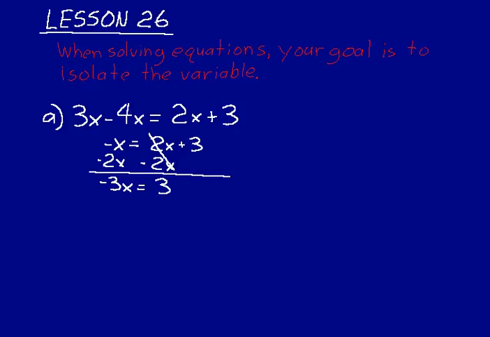Okay, so now I have the variable on one side. I just need to eliminate the coefficient, that negative 3. So now I can use the division rule, divide both sides by negative 3. That eliminates negative 3 on the left. x equals negative 1.